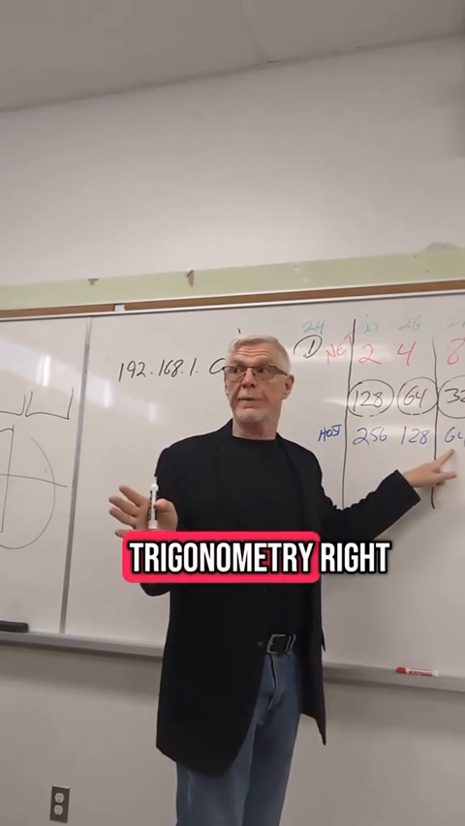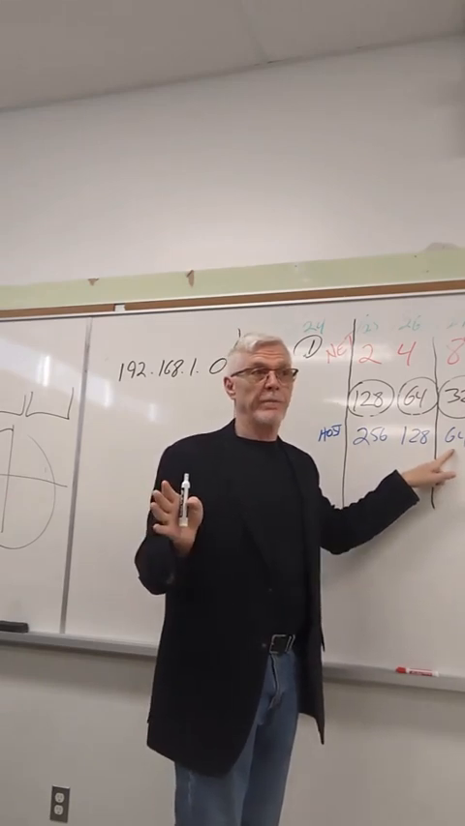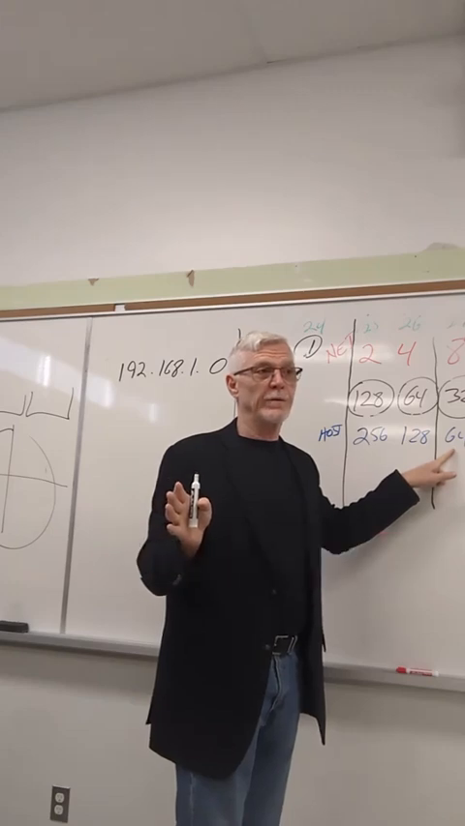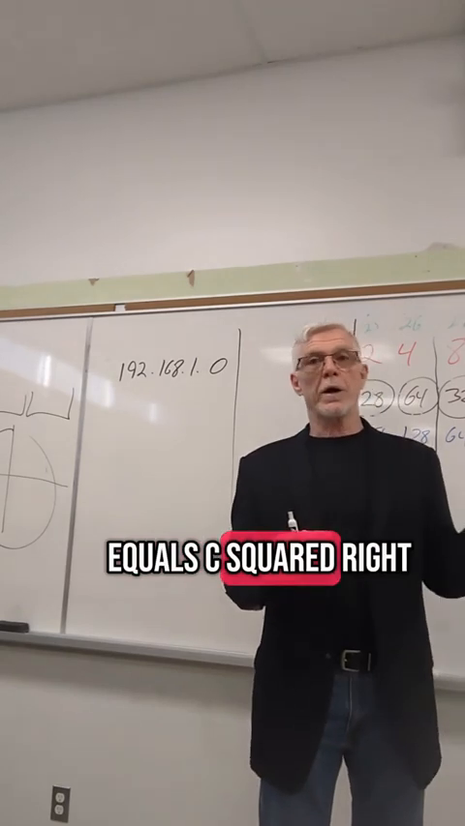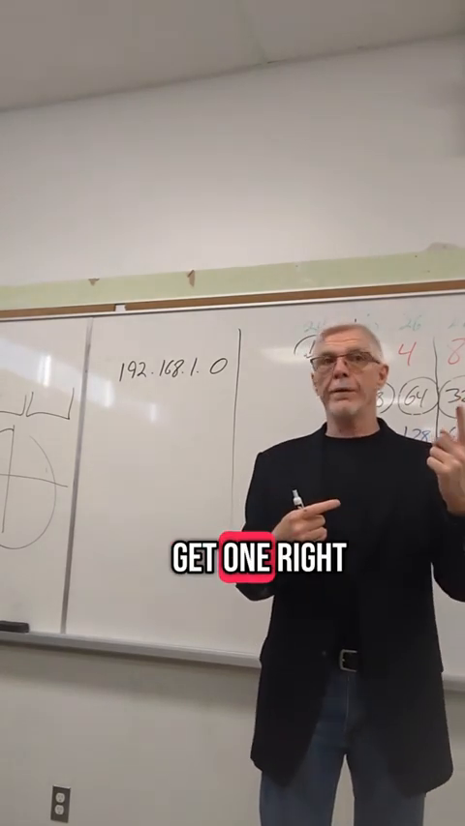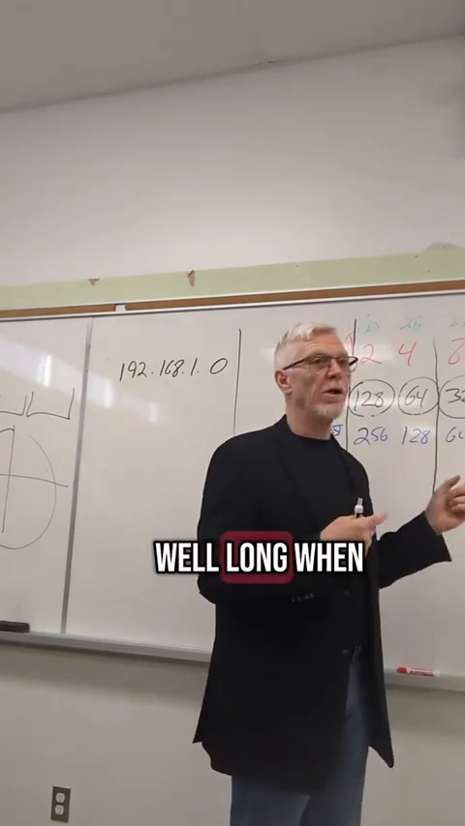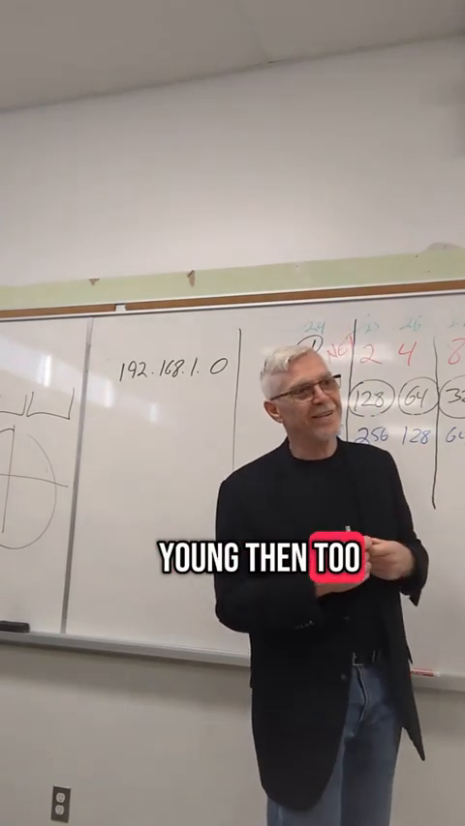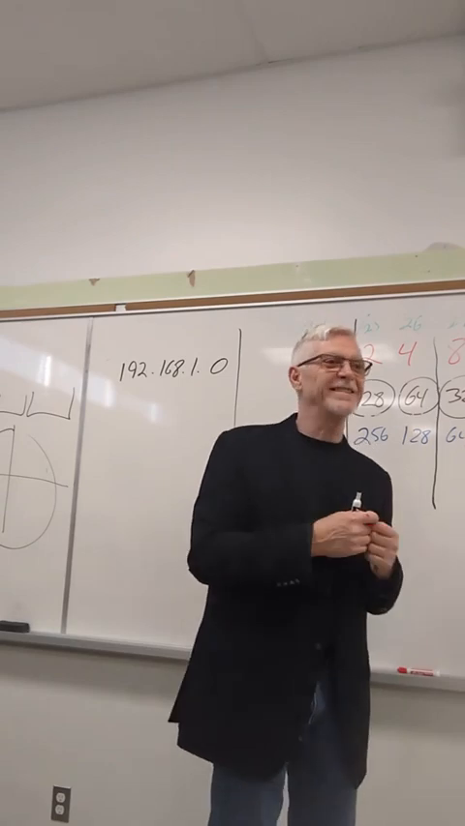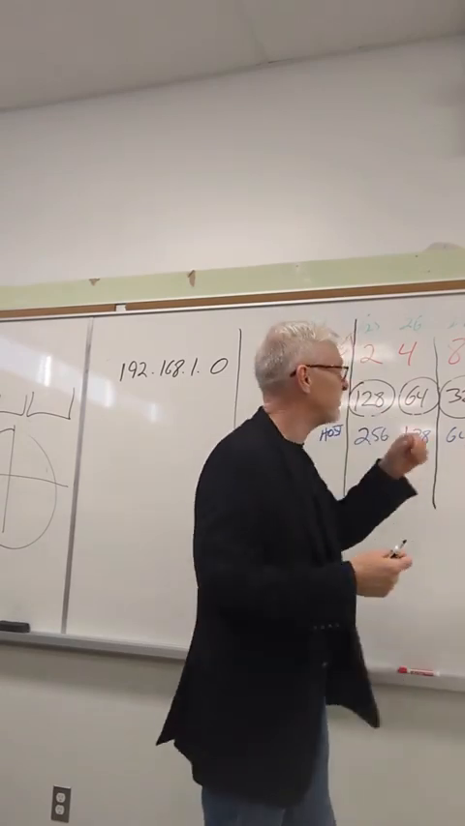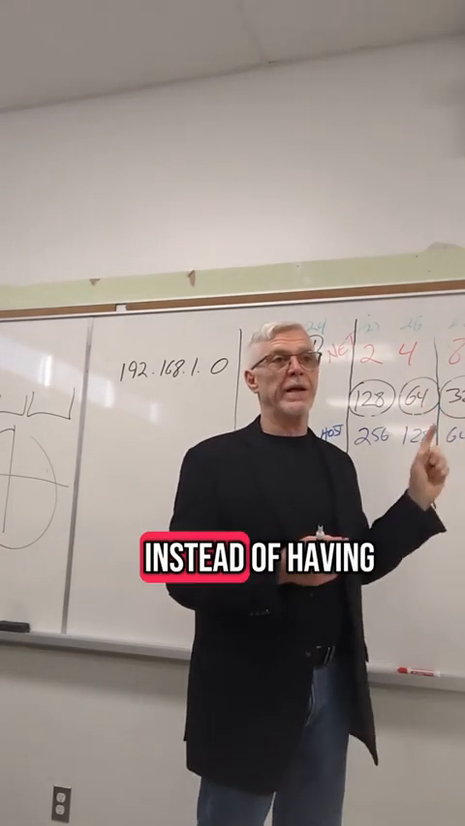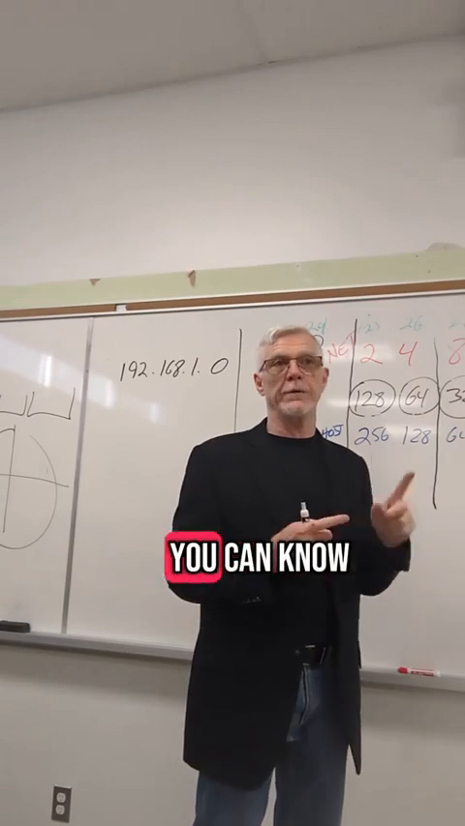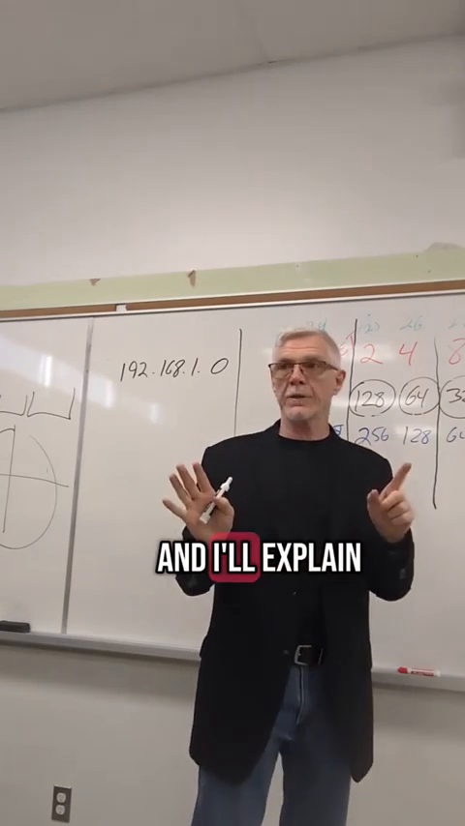You've all taken trigonometry, right? You remember trigonometry? You didn't take triangles? A squared plus b squared equals c squared, right? If you know 2, you can get 1, right? That was a long time ago. Well, you were so young then too. Many, many moons ago. So in this, using the grid part, instead of having to know 2 things to get 1, you can know 1 and get all the others, and I'll explain that.